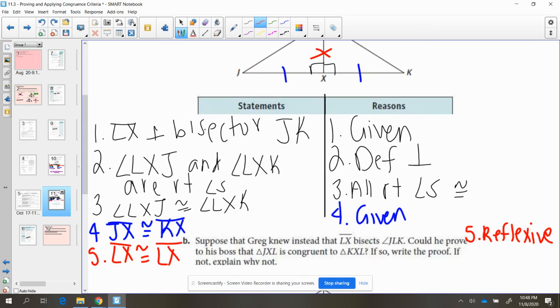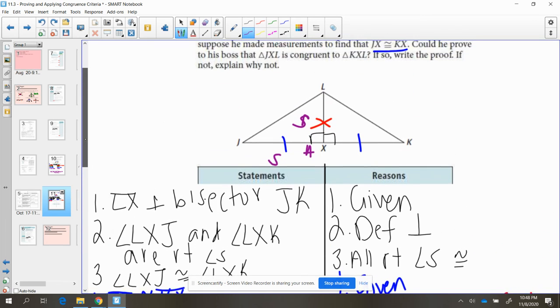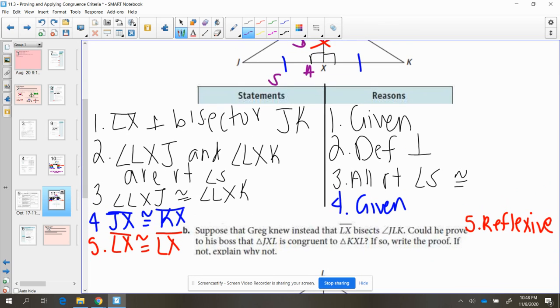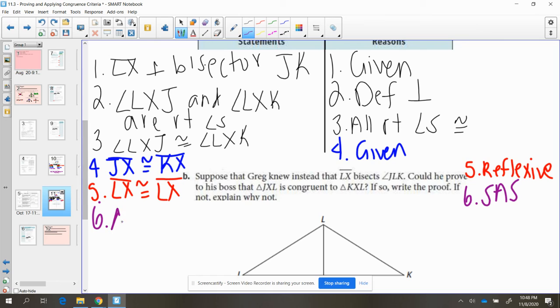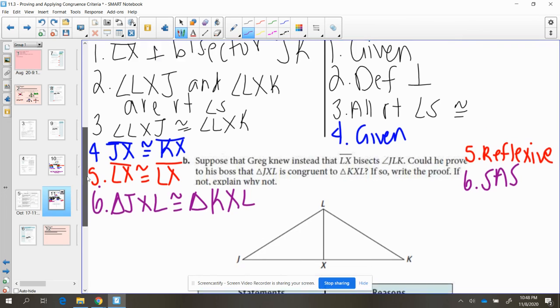And now that we have a pair of angles congruent, a pair of sides congruent, and another pair of sides congruent, we can finally state that these two triangles are congruent because of side, angle in the middle, side. So SAS would be the reason these triangles are congruent, and we would say triangle JXL is congruent to triangle KXL, making sure those corresponding angles line up.